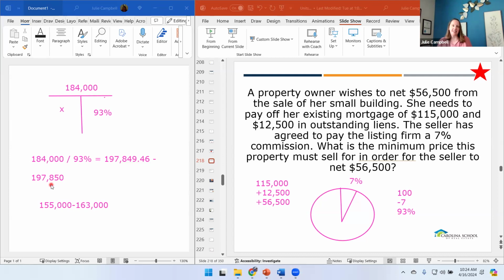I think the key to these, when you guys see seller net, why don't you put on your seller's hat? Don't see through the eyes of an agent with these problems. Who do we care about? We care about the seller and what I have to sell their home for in order for them to net, in this case, 56.5.